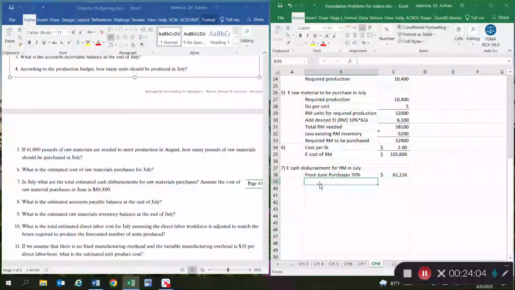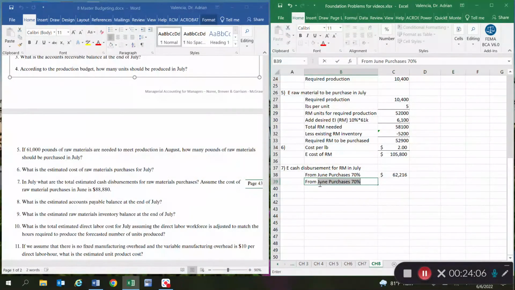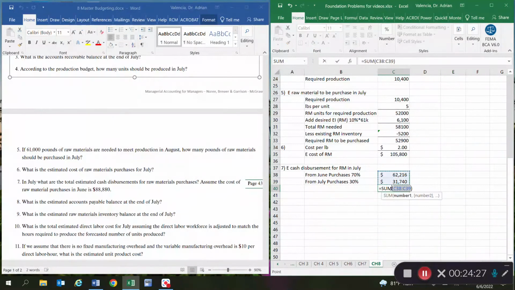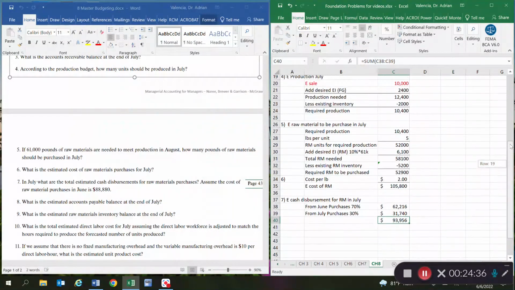Now, we're also going to be paying from the purchases of July, and that's going to be 30% of the July purchases. So that will be this amount times 30%. Okay, and then these two values are the cash outflow, to be more precise. So let me sum these two up, and it's going to be $93,956. So it is this number that we need to compare to the inflows.